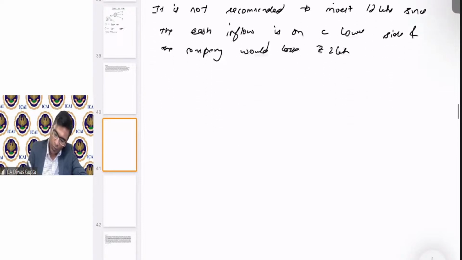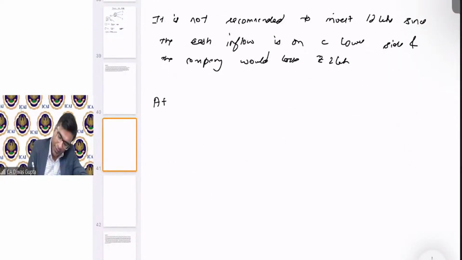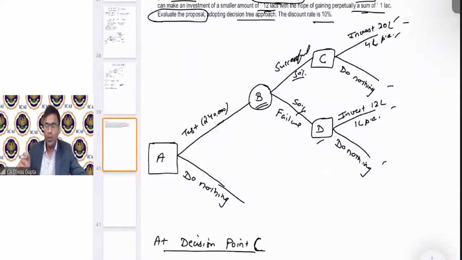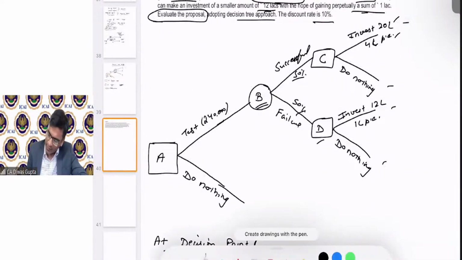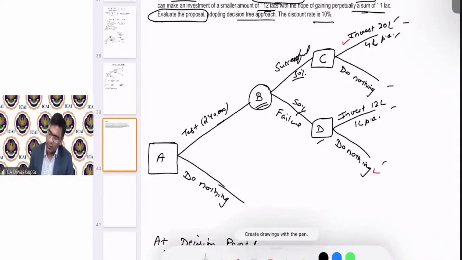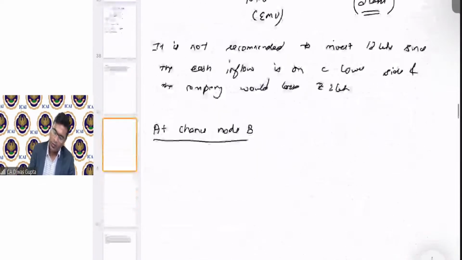So let's come to chance node B. Okay. We are working backwards, right? So C we have understood. Let me just highlight it with some other color. So this has to be done in C and D. Do nothing for D, invest for C. Now let's come to the node at B.